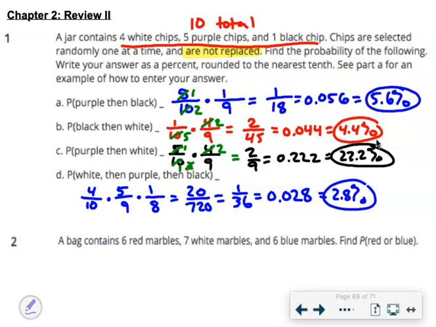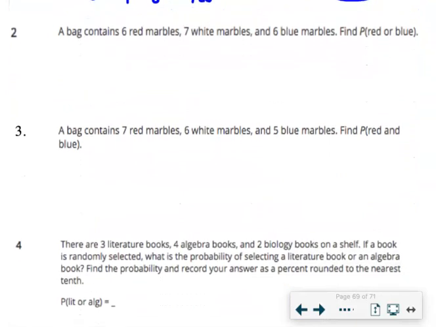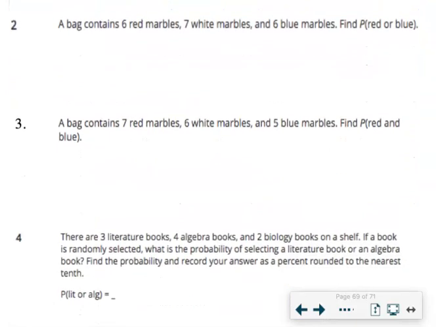Like I said, I think on Schoology you can type it in as a fraction or a decimal. If you do the percent, you have to do the percent sign. Number 2, a bag contains 6 red marbles, 7 white marbles, and 6 blue. That's a total of 19 marbles. We want the probability that it's red or blue.